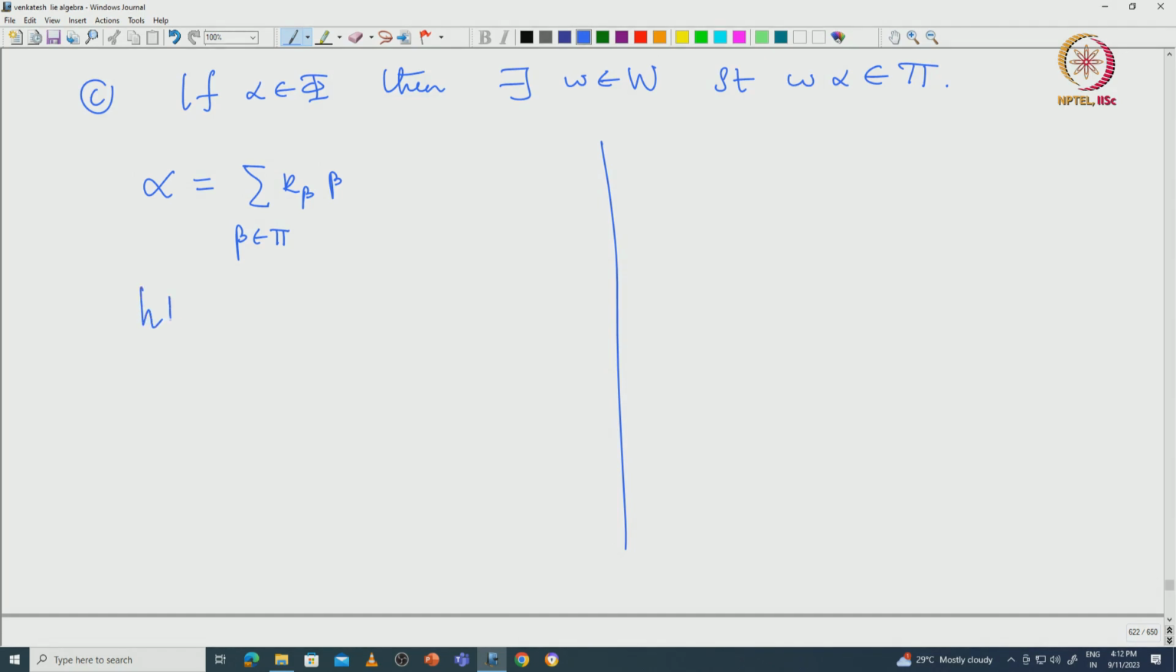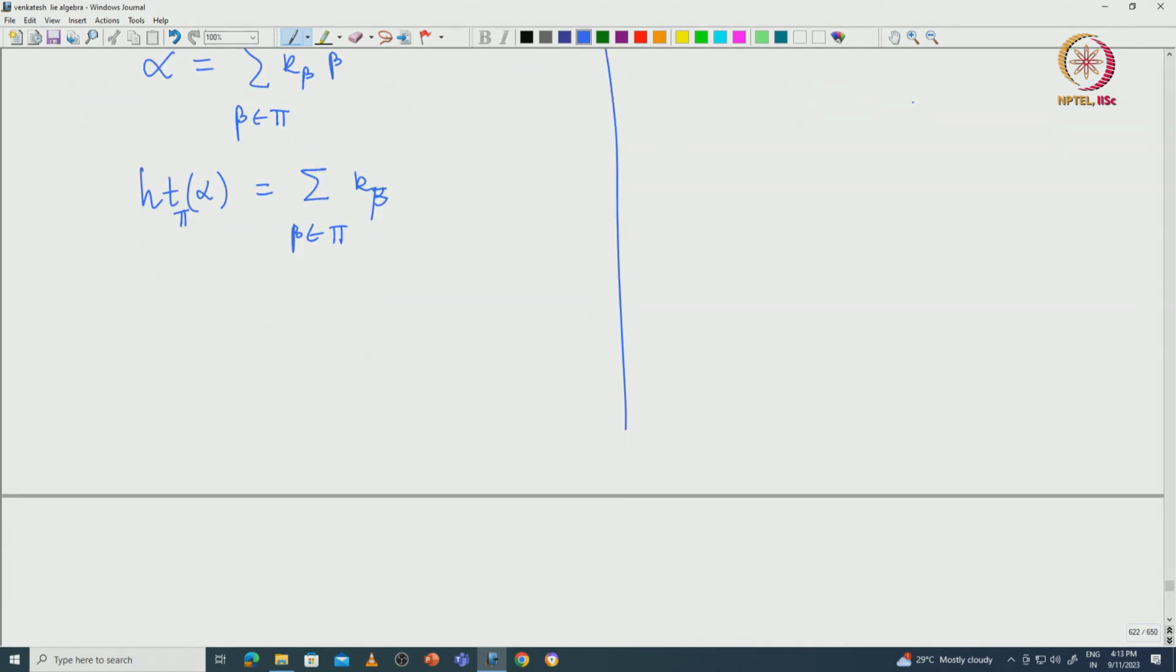So, then you can define what is called the height of alpha with respect to pi. That is going to be just the sum of all these k_beta, beta coming from pi. Now, by inducting on this height, you can prove this result. So, let us prove this by induction. Okay. So, maybe I will leave it to you to prove this. This is simple.